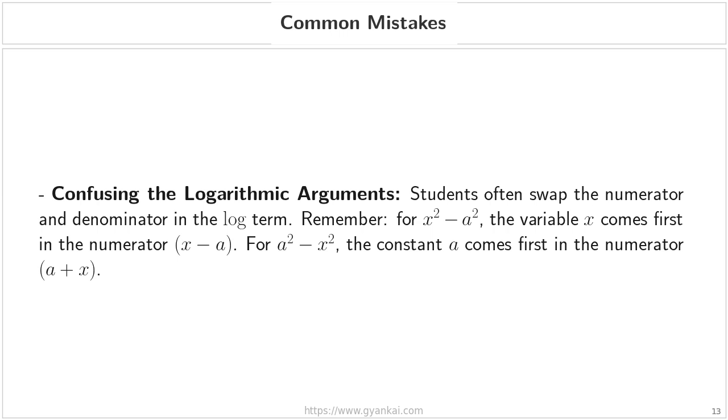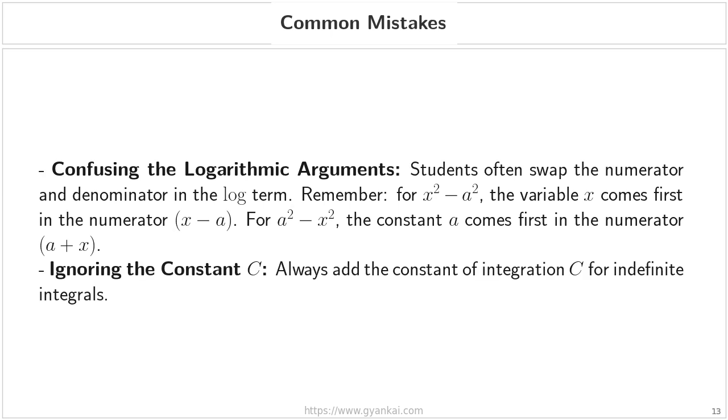Notice the x term comes first in the numerator, but if your denominator is a squared minus x squared, then in the log, it's a plus x divided by a minus x. The constant, a, comes first in the numerator. Pay very close attention to this. It's a frequent source of errors.